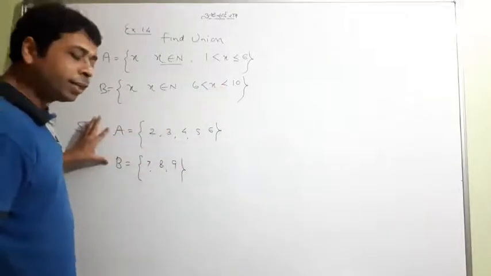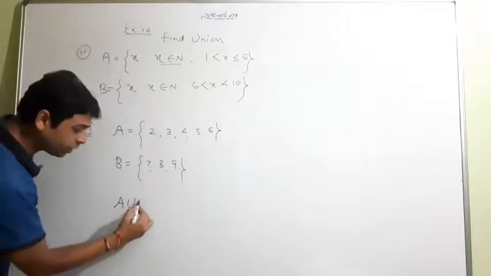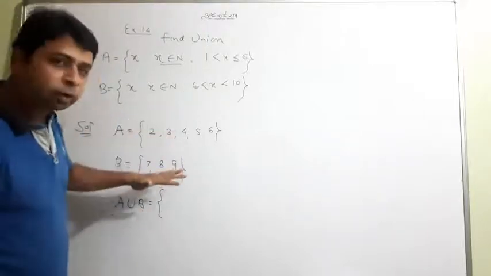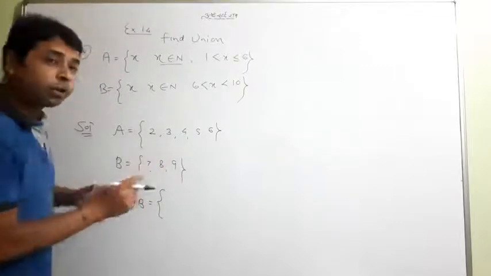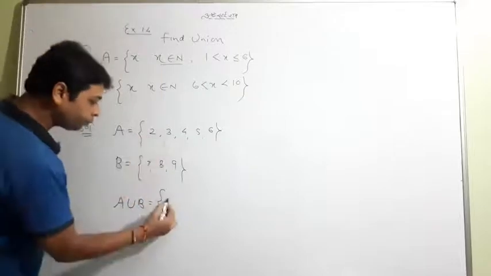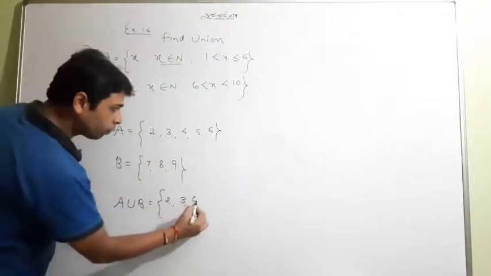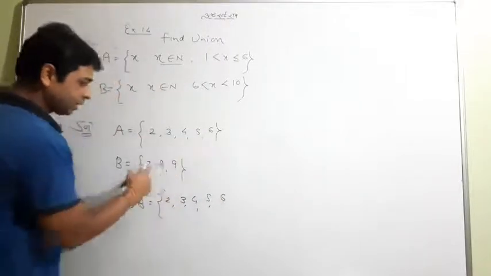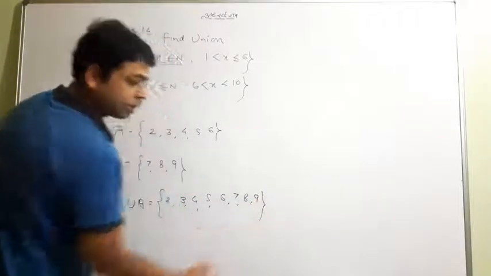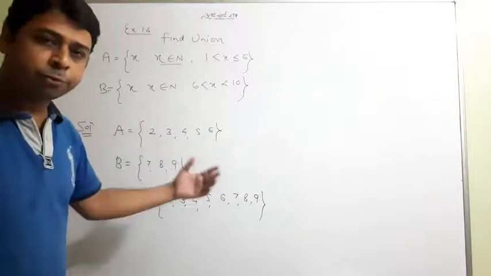After finding these two, you are told to find the union. As I get the knowledge about that, you have to combine all the elements. Don't repeat repeated elements, just write them one time: 2, 3, 4, 5, 6, 7, 8, 9, and that's the answer. All the elements are different, so I have to write each once.